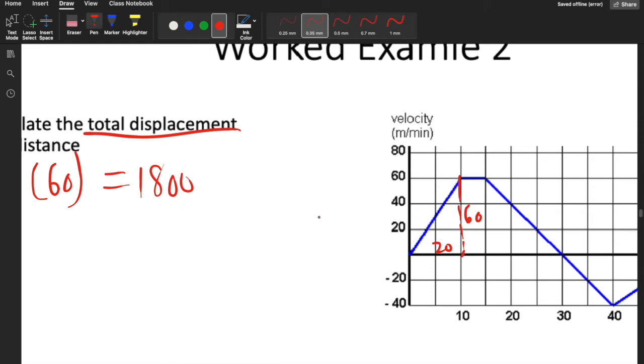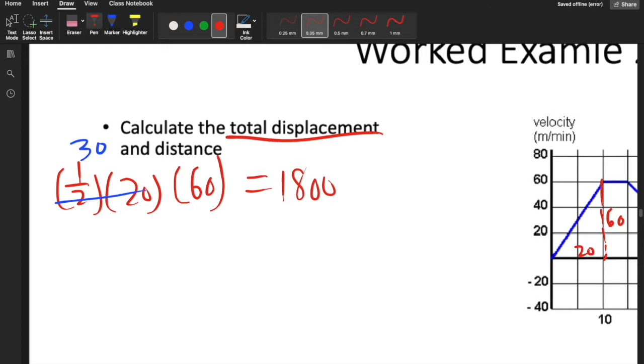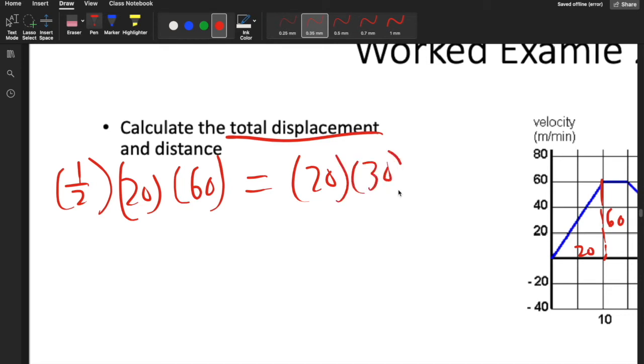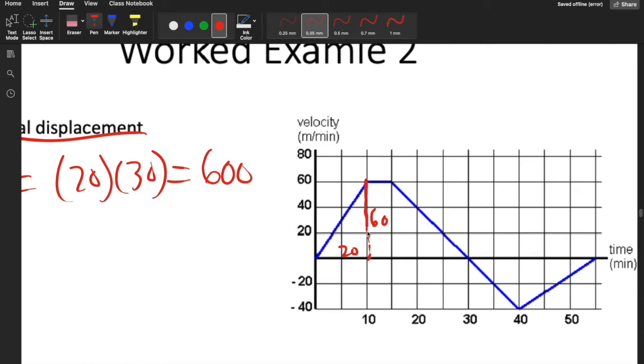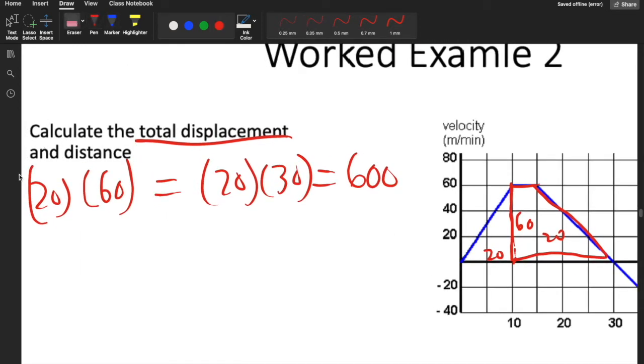I don't think this is correct. Oh, sorry guys. Let me just do this. So it will be 20 times 13, 600. And here, the area here will be, so here is 20, is it, oh, no.